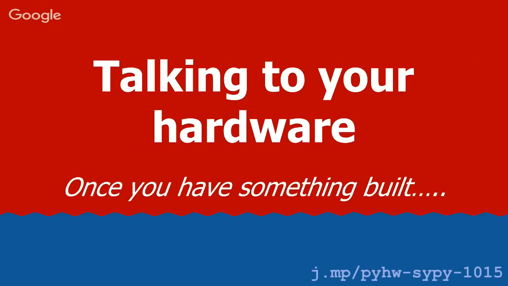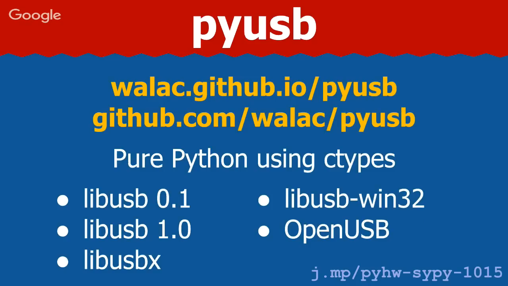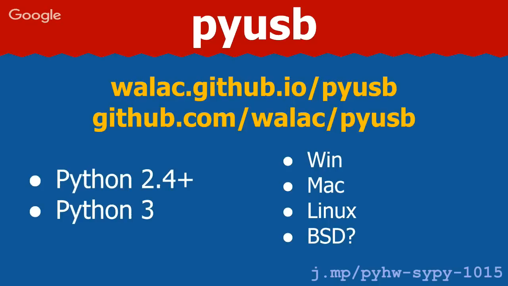But there's still more, and I'm running way over time. Talking to hardware normally takes two forms, USB or serial. Turns out Python is great at both. There's a library called PyUSB. It's pure Python using ctypes, using any one of these libraries as the back end if they're installed on your system. It supports pretty much every version of Python I care about, on Windows, Mac, and Linux.